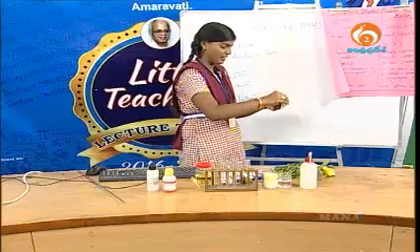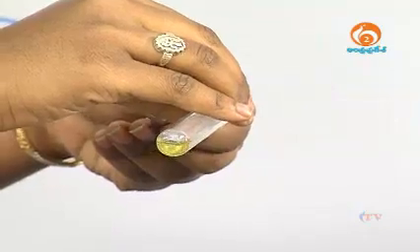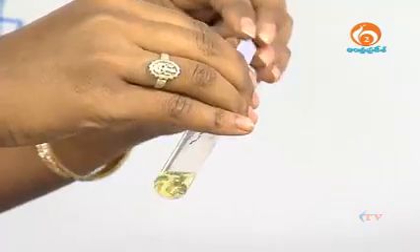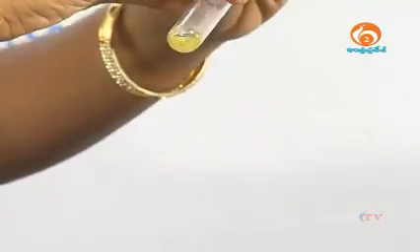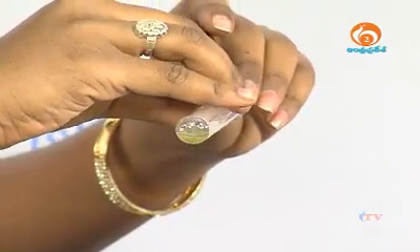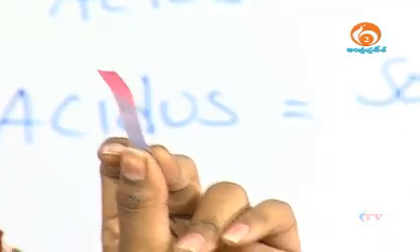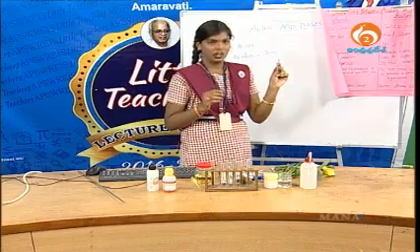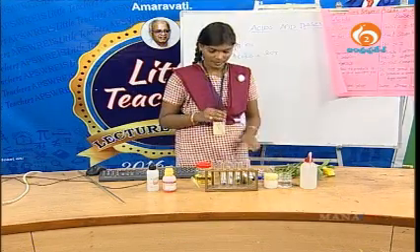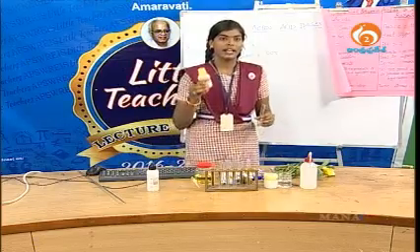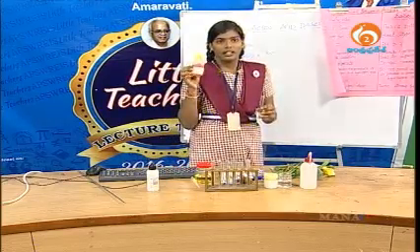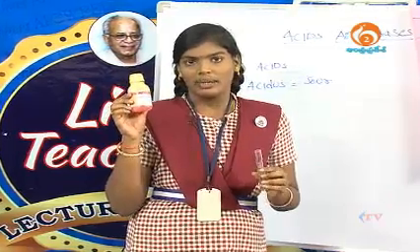Friends, observe. Look at this. Blue litmus turns red in acids. Okay? This is an indicator, methyl orange.